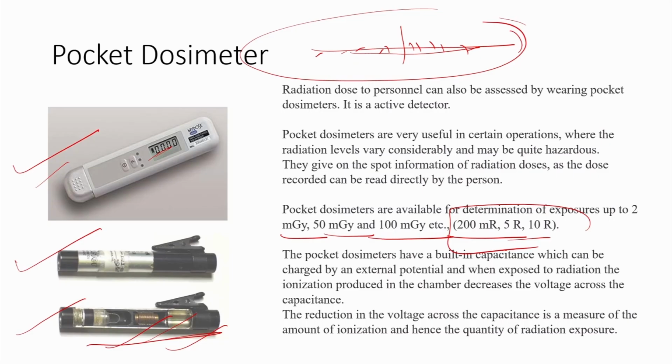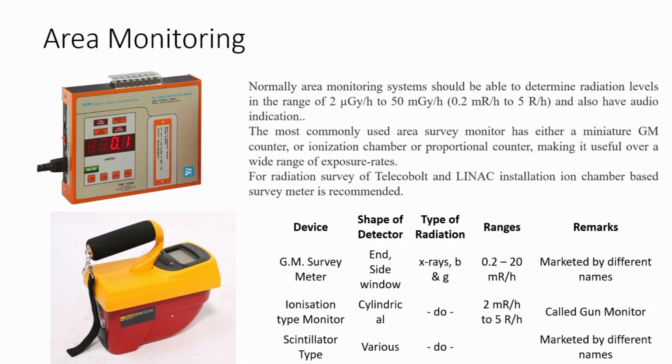It is based on a simple electrical concept. There is a capacitor. When it is charged, the potential is due to the external potential, and when exposed to radiation, ionization is produced in the chamber and decreases the voltage across the capacitance. The decrease can be read in the form of radiation level. The reduction in the voltage across the capacitance is a measure of the amount of radiation, and hence the quantity of radiation exposed. The other is area monitoring.